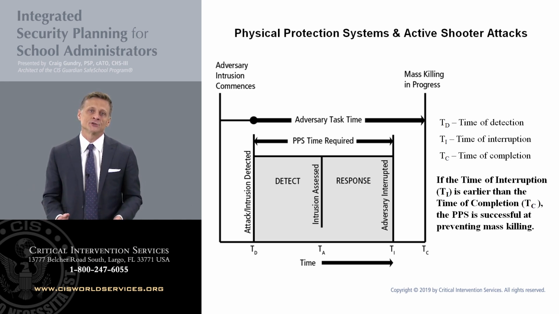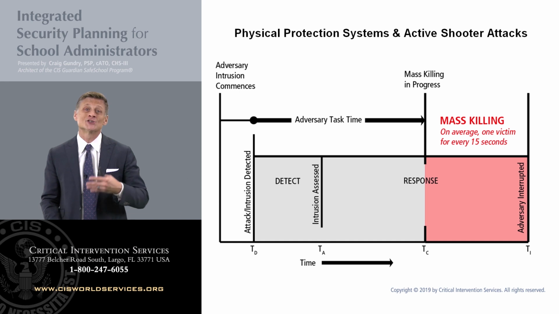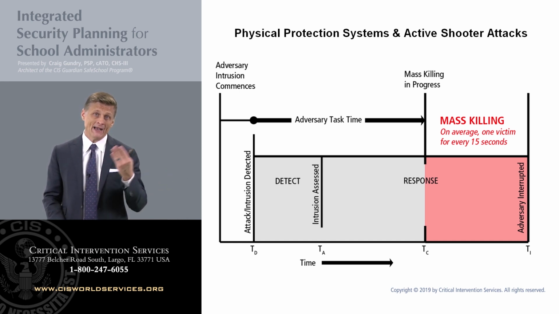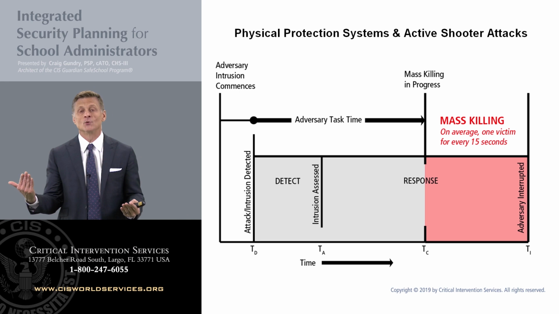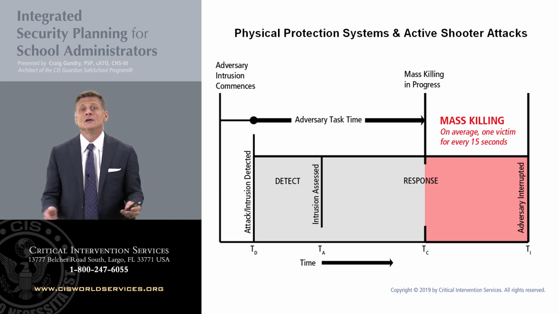Unfortunately, what we usually encounter in most previous school shooting events is a situation like this, where TI occurs after TC, where mass killing has commenced before that response force is capable of effectively intervening. And we can estimate what the consequences of this variance is at 1 casualty on average per 15 seconds, according to several different studies. Now, in a perfect design, if we were to effectively integrate these different elements, detection, delay, and response, TI, again, would occur before TC.